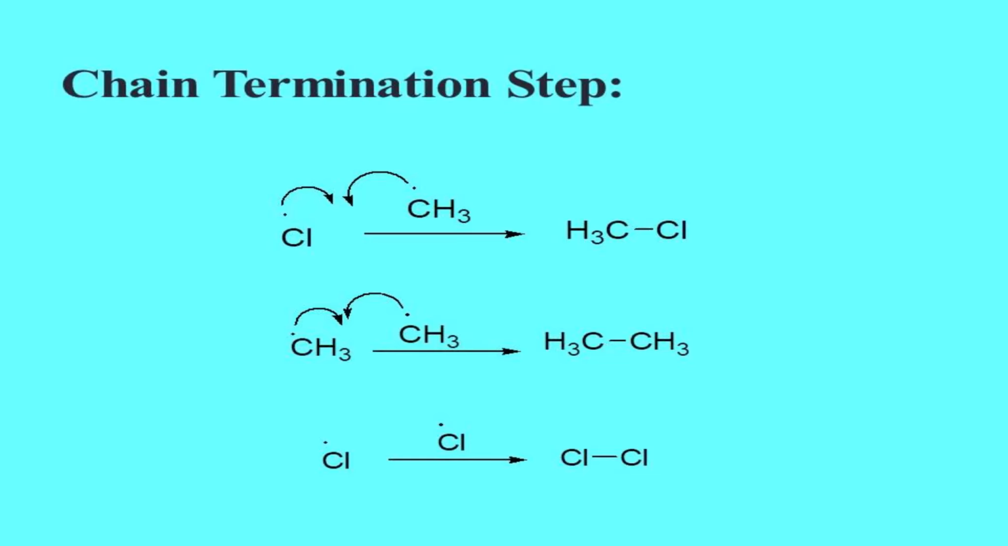Chain termination step. The final step is chain termination, in which two reactive radicals combine together. Methyl radical combines with chlorine radical to form methyl chloride, and methyl radical again combines with methyl radical to form ethane. Chlorine radical again combines with chlorine radical to form a chlorine molecule.